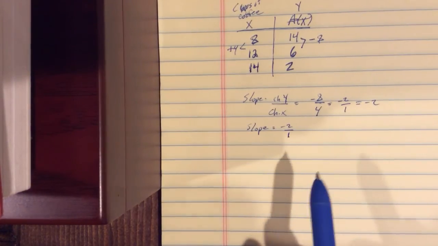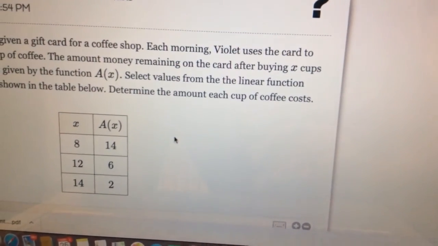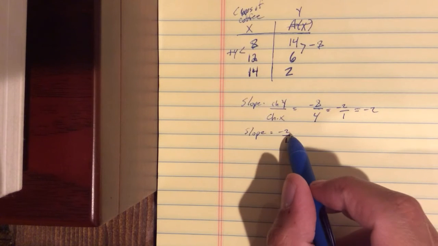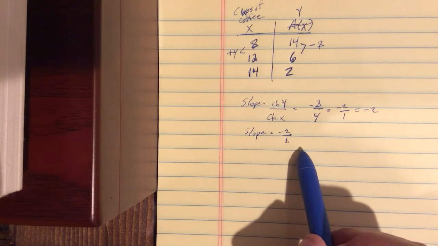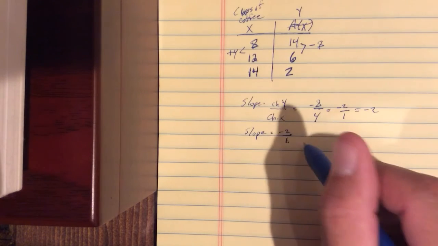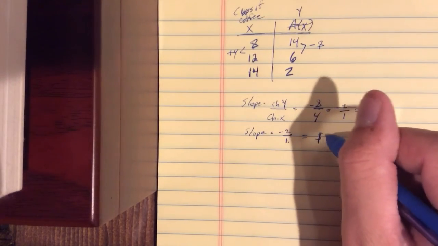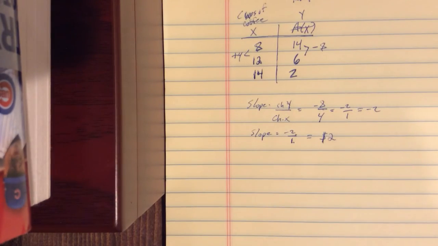Here's the reason why. Let's go back to our question, which is to determine the amount each cup of coffee costs. Our slope tells us that for 1 cup of coffee, it is costing us $2. The reason it's negative is that if it costs $2, the gift card total goes down. So for how much each cup of coffee costs, the answer is $2. Hope that helps you out. Be seeing another table video out shortly.